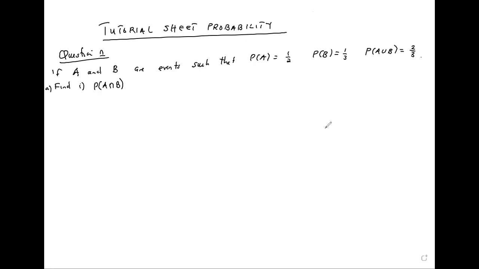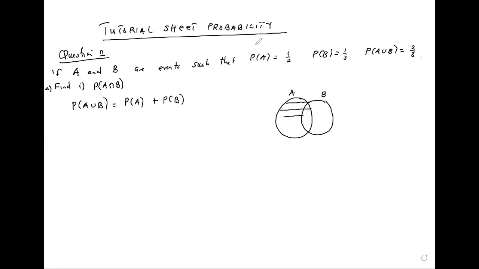And then the probability formulas now: the probability of A union B is the probability of A plus the probability of B. Now look at this. This is A, this is B. The probability of A, you're talking about the whole A. And then plus the probability of B, you're talking about the whole B.